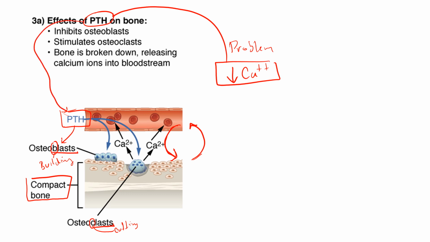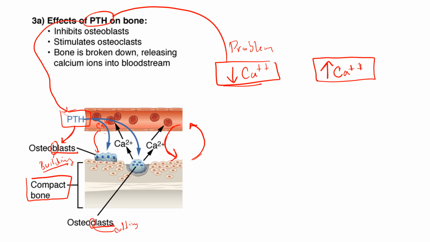So, because the problem is low calcium, the solution is going to be finding a way to increase your calcium levels, correct? To bring the calcium levels back to the normal range. So the main place where you're going to ask for calcium is the bone. So that means that PTH, if we know that the osteoblasts build bone, how do they build bone? Well, they take calcium from your blood to put it into the bone.